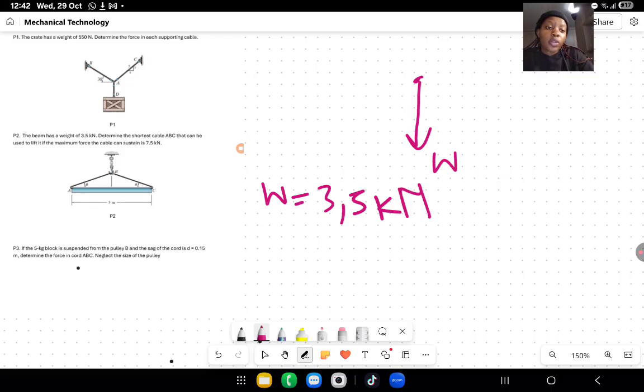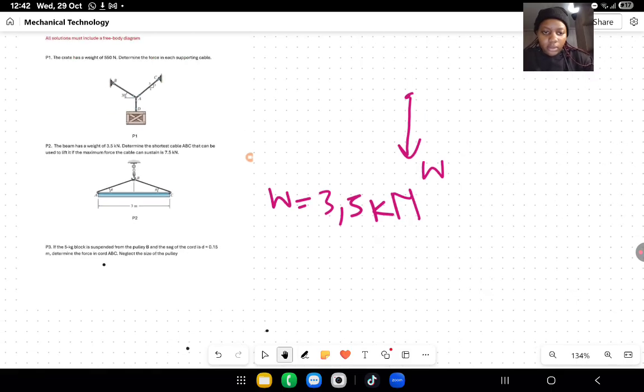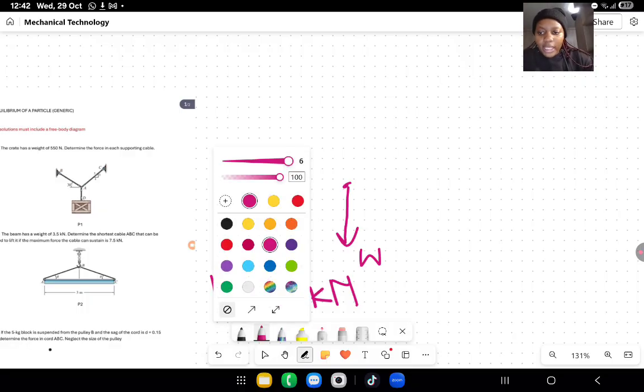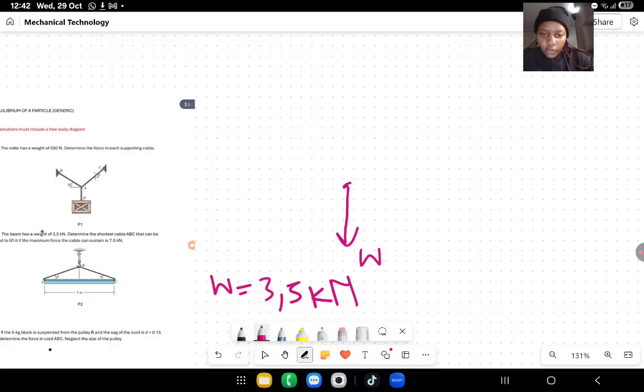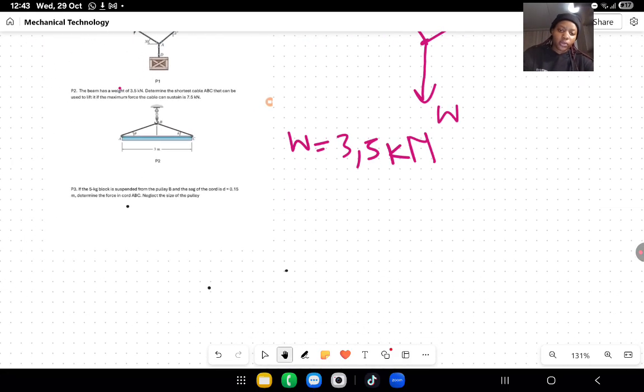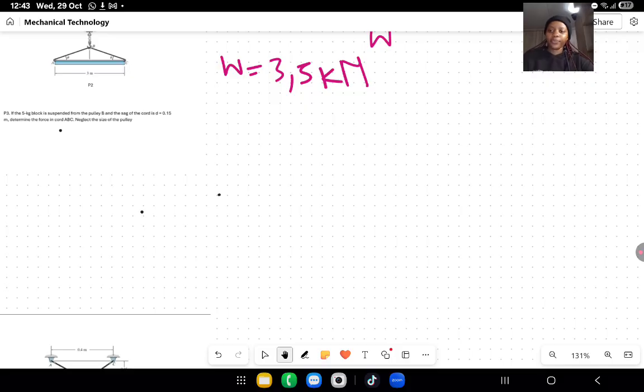Kilonewtons means 10 to the power 3. Then we have a force again, a force of FAB and FBC. So this is our free body diagram again. So now let's go here and do our diagrams.